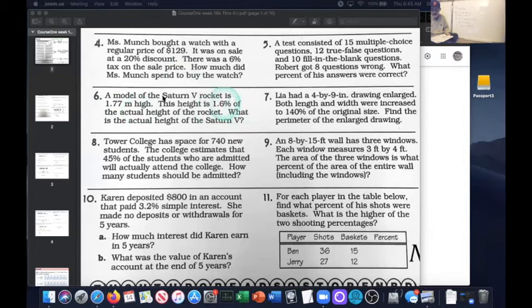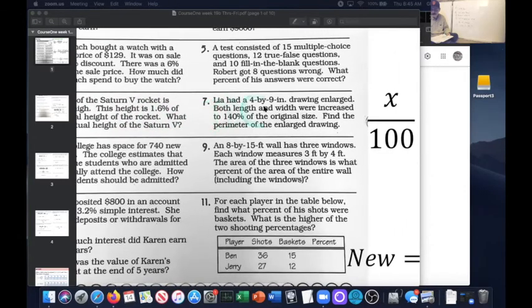All right, and again, notice this is the same kind of problem. This is the amount, and you're looking for the total, the actual height. Okay, and then 7, it's telling you that both the 4 and the 9 increased to 140% of the original size. And then it's asking you in the second question, well, what's the perimeter of that?